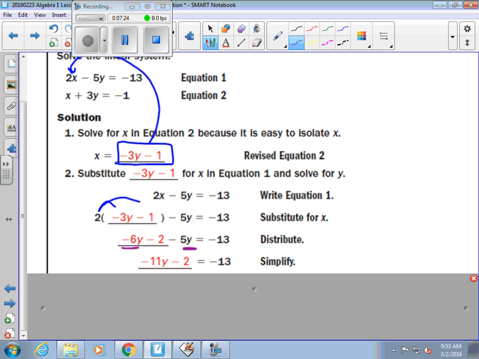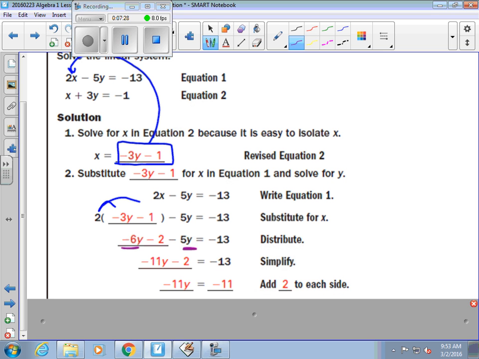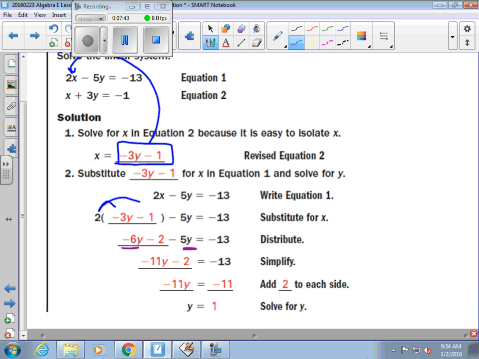And then start undoing. Undo minus 2 by adding 2 to both sides. When you add 2 to each side, you get negative 11y is equal to negative 11. And then get y by itself by dividing by negative 11 on both sides. When you do that, you get y's value is 1. Now we have a new value for y. y equals 1.